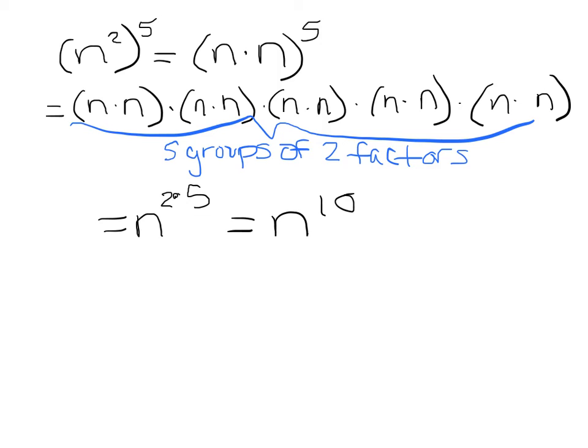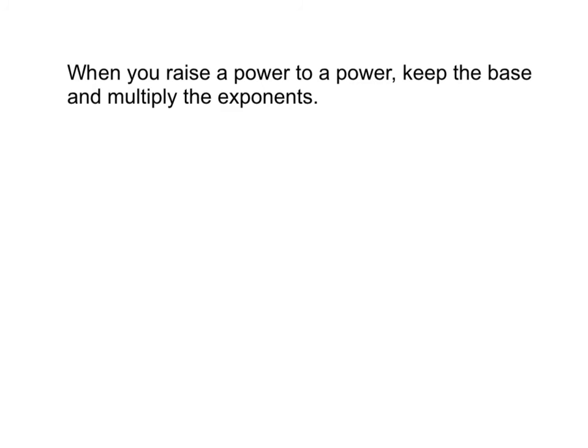So now we can write our definition of a power to a power. When we raise a power to a power, we keep the base and multiply the exponents. So the rule would look like this. Let's say I have a base of a raised to the m power. Then outside of that, I'm going to raise that to a power of n. I then keep my base and I multiply my exponents together.